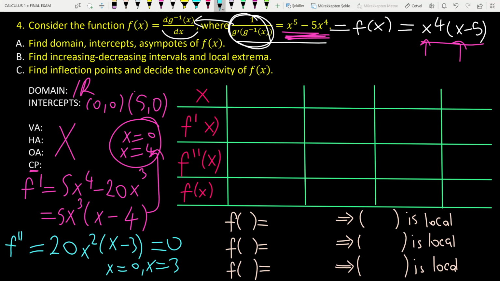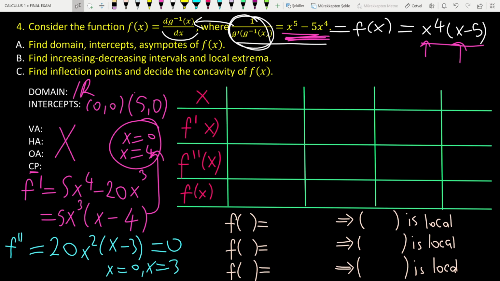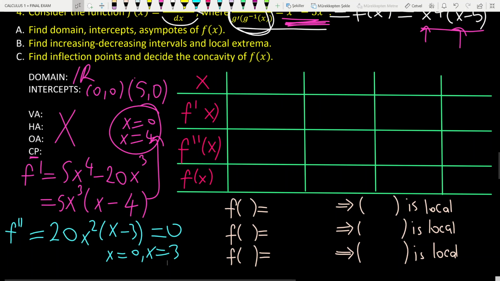Now we are ready to prepare the given table. I need to write inflection points and critical points here. The smallest one is 0. You have 0 here, 3 and 4. We need to find the sign of f prime and f double prime to find the behavior of the graph.